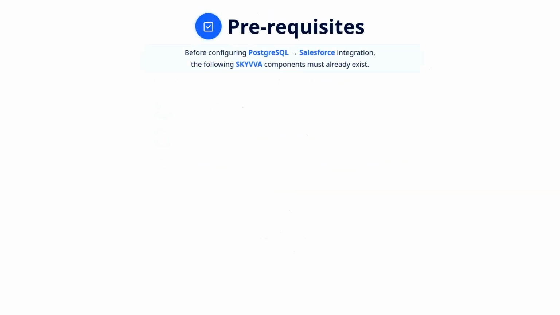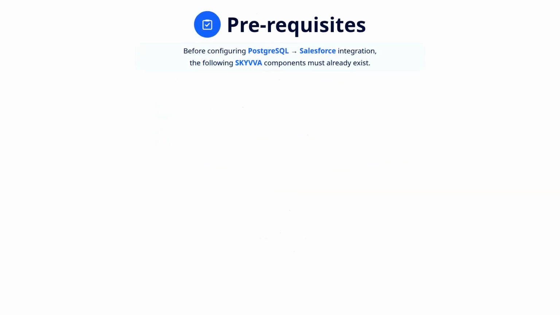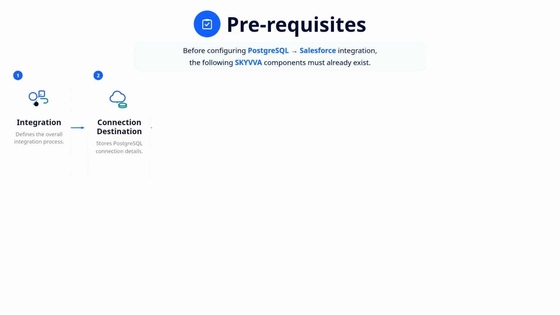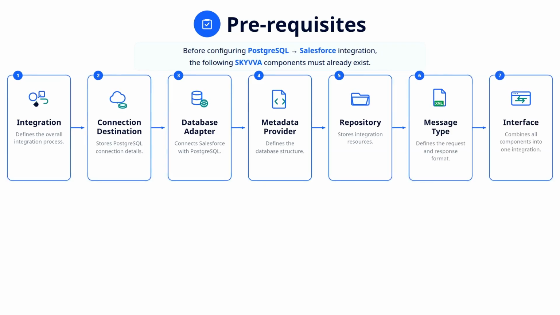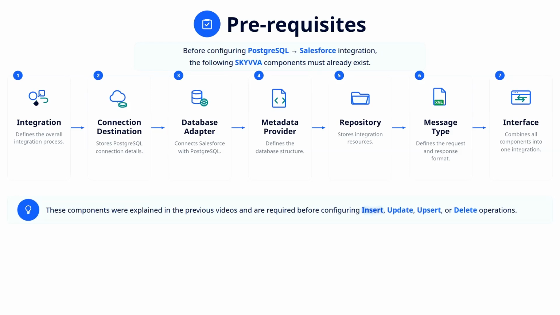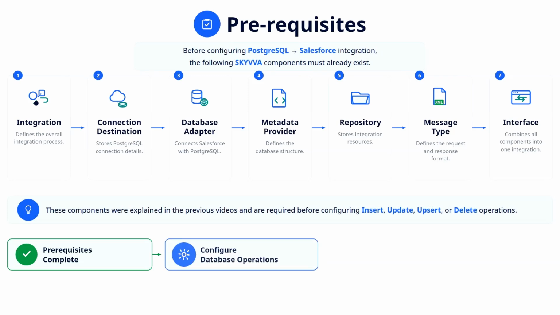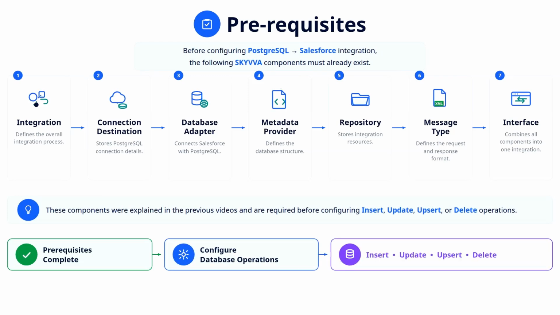Before learning how to configure the PostgreSQL database and send records to Salesforce using the SKYVVA agent, you should understand how to create the following SKYVVA components: integration, connection destination, database adapter, metadata provider, repository, message type, and interface. These components were explained in the previous videos, and they're required before you can configure insert, update, upsert, or delete operations. Once your prerequisites are complete, you're ready to configure your database operations: insert, update, upsert, and delete.